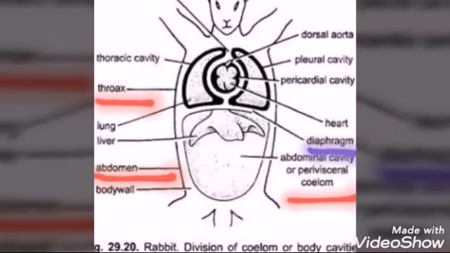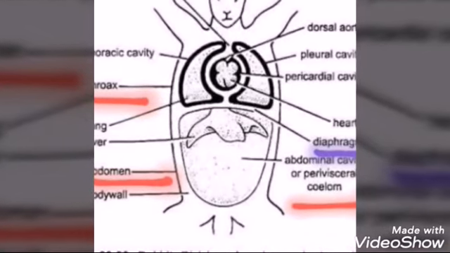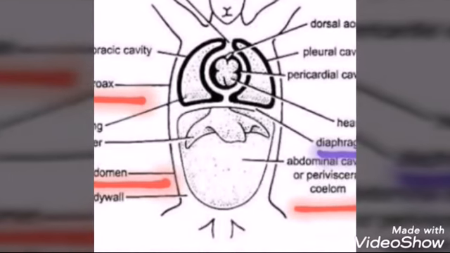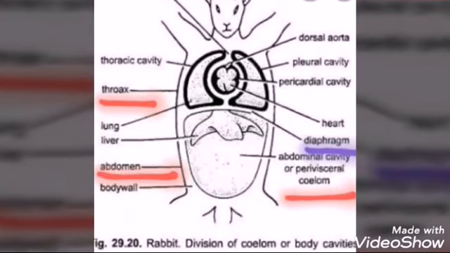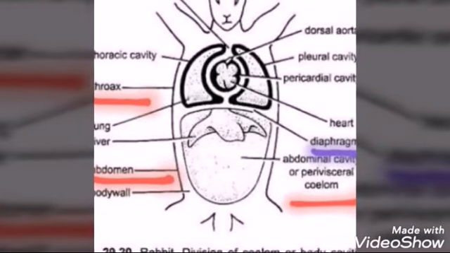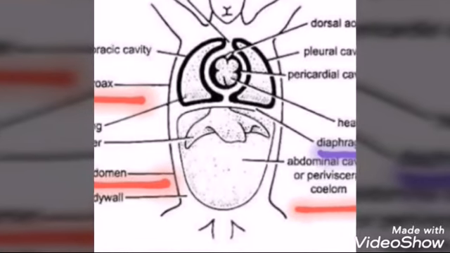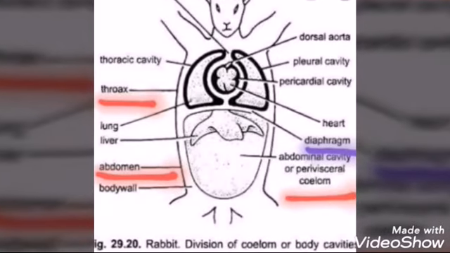The body is divisible into thoracic cavity and abdominal cavity with the help of diaphragm. Diaphragm is the characteristic feature of mammals. It helps in breathing movement. Lungs and heart are located in the thoracic cavity. Digestive system and urinogenital system are present in the abdominal cavity.